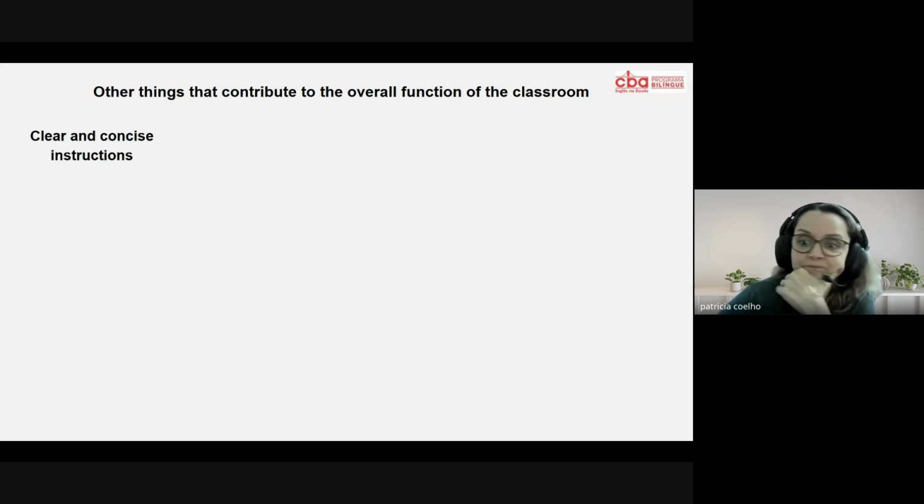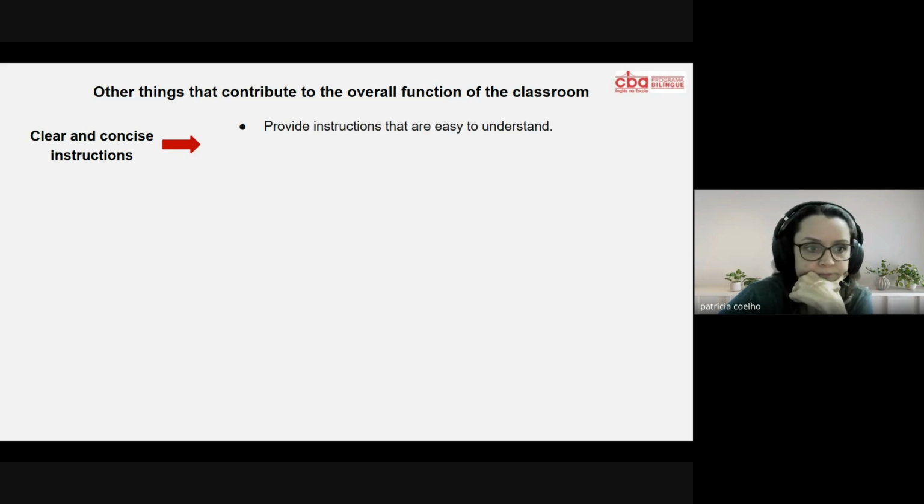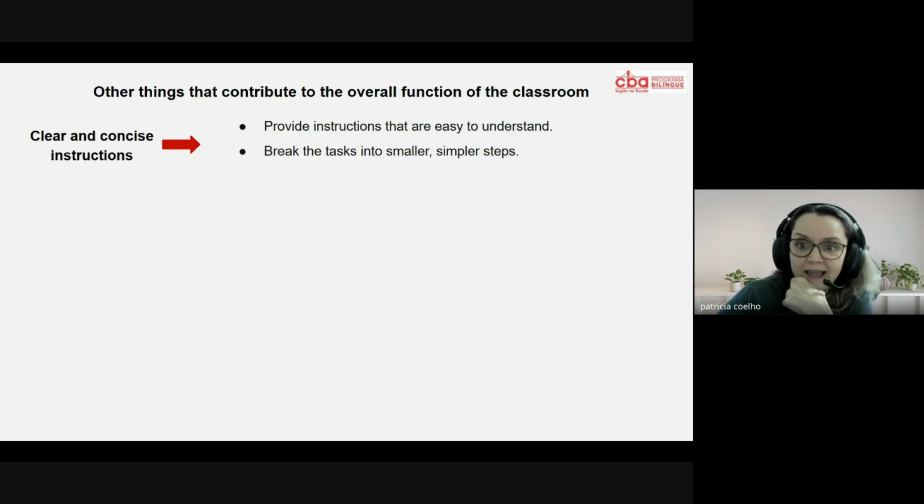What else? Giving instructions. This is really important. Clear and concise instructions help the flow of the class. We have to provide instructions that are easy to understand, and we can and we should break the tasks into smaller, simpler steps.